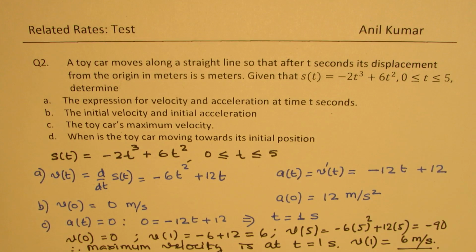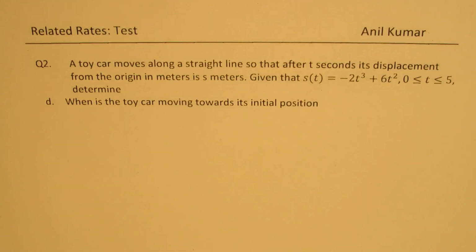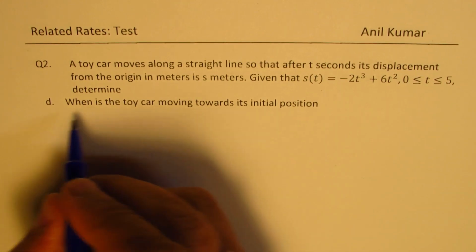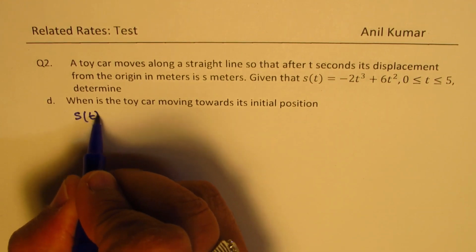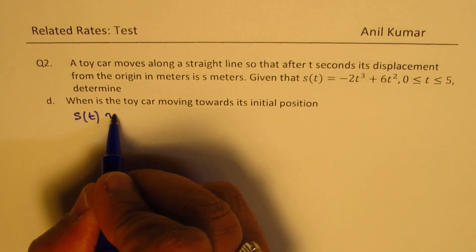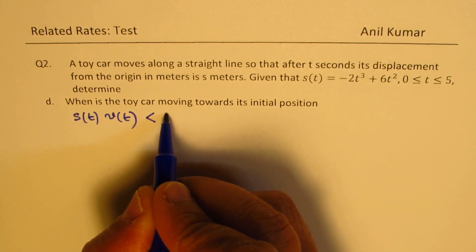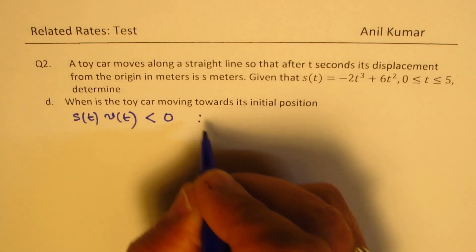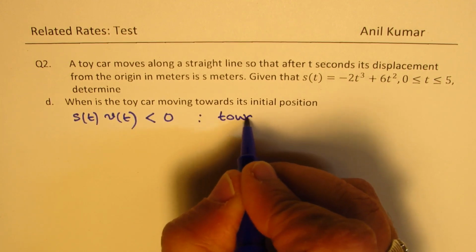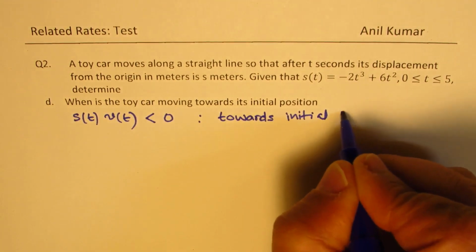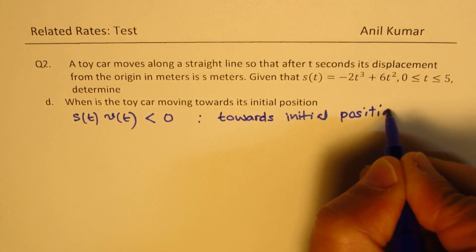Now for part D, let's move on and do it on a fresh page. When is the toy car moving towards its initial position? Now how do you figure this out? The important thing to understand here is that the product of the displacement and the velocity, if it is less than 0, that means it is negative, then it is towards the initial position. Is that clear to you, right? So that is the condition.